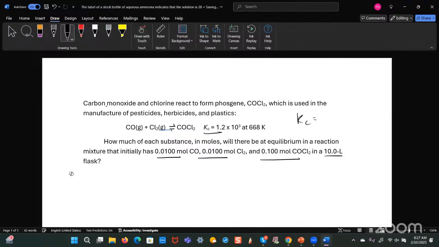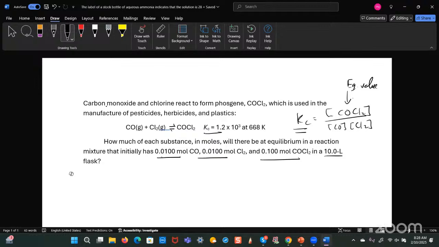Let me write down what I think you're saying. Kc would be equal to the concentration of COCl2 divided by the concentration of CO times the concentration of Cl2. Okay, but remember now, these are equilibrium values that when you plug into this equation, you get Kc. These values are not equilibrium values. These values are values before equilibrium.